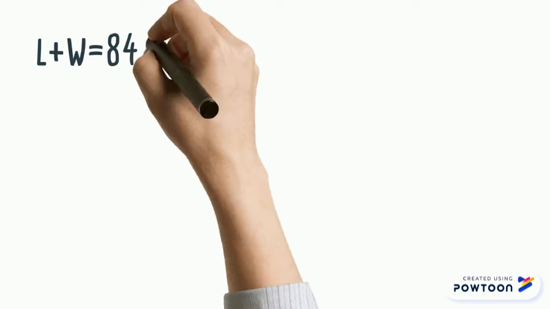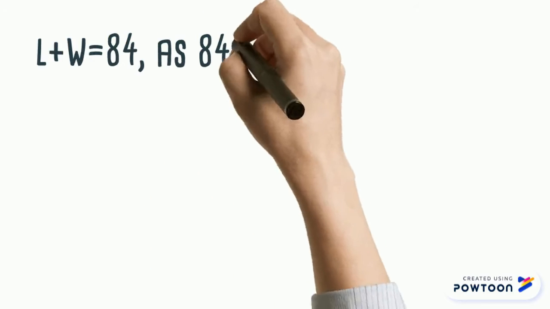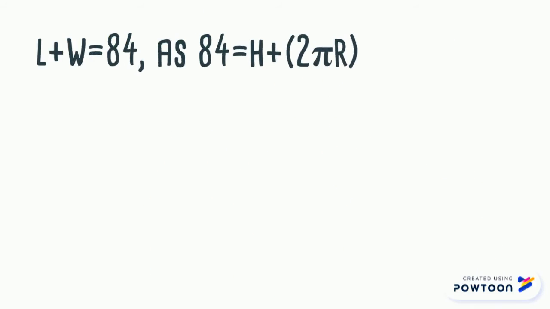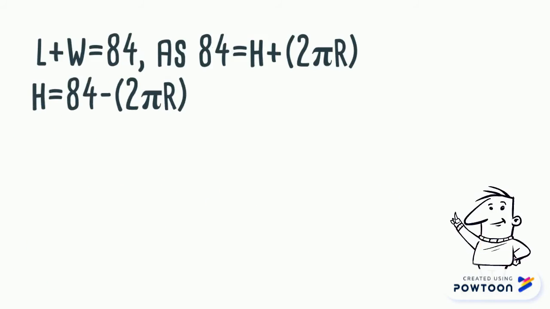Now we can rewrite the equation length plus width is equal to 84 as 84 is equal to height plus 2 pi r. We then isolate h, which will give us the equation h is equal to 84 minus 2 pi r. This will help us in our next calculations.